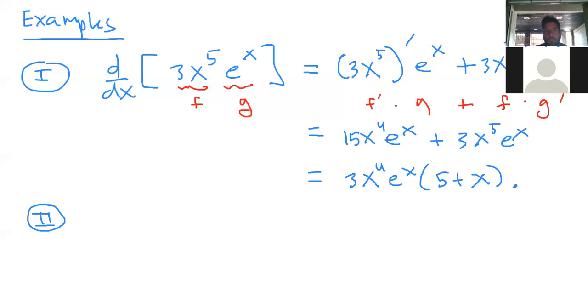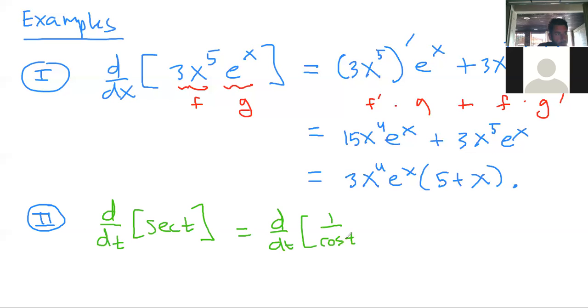All right, let's do another one then. Let's compute the derivative. For fun, let's switch letters. That's always fun. Let's do the derivative of, we'll use t, and let's differentiate the secant. So to do this, we'll recall that the secant is 1 divided by the cosine.